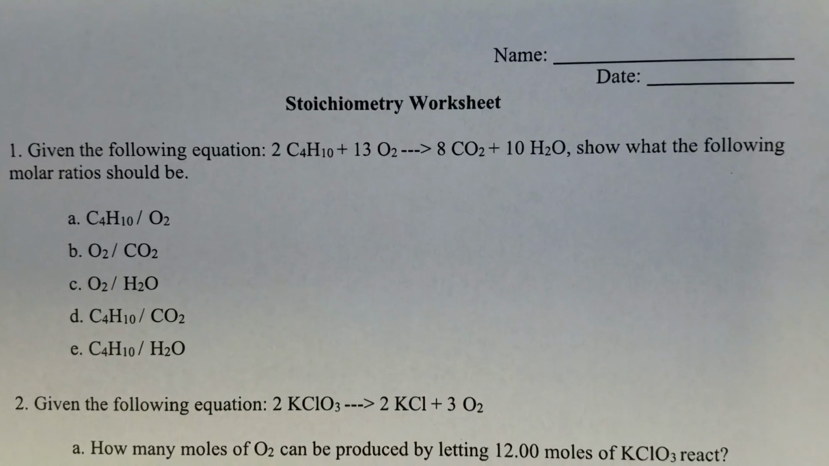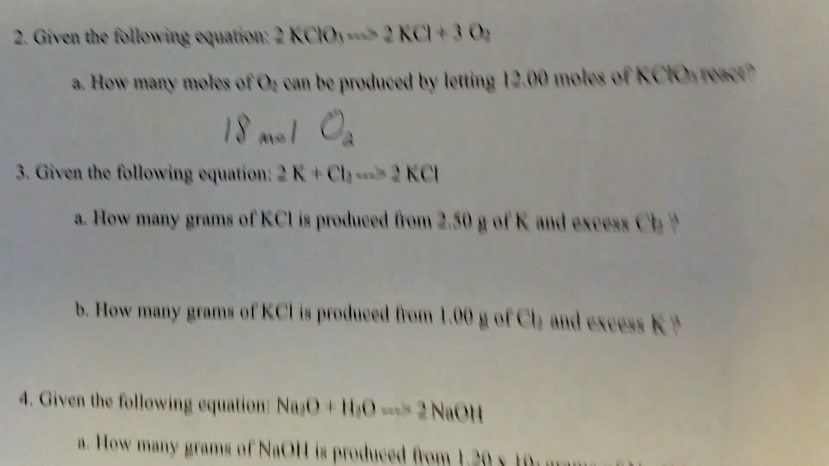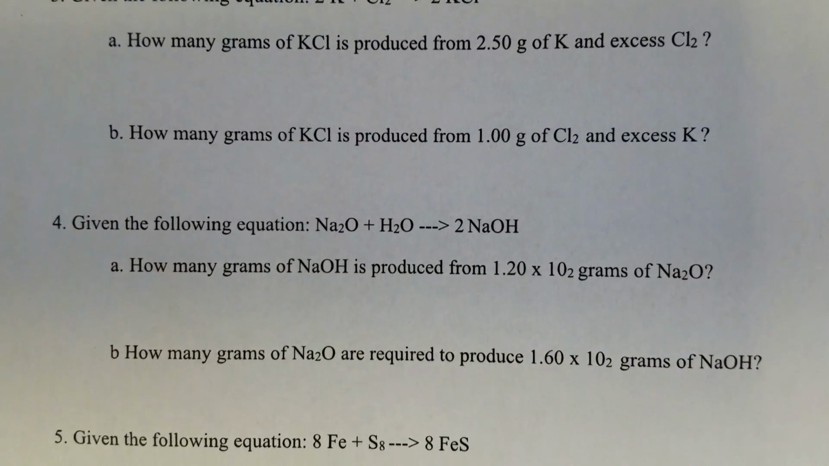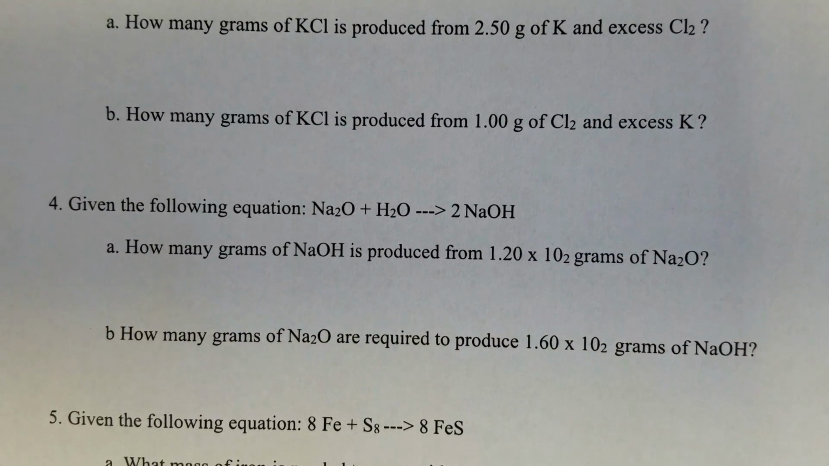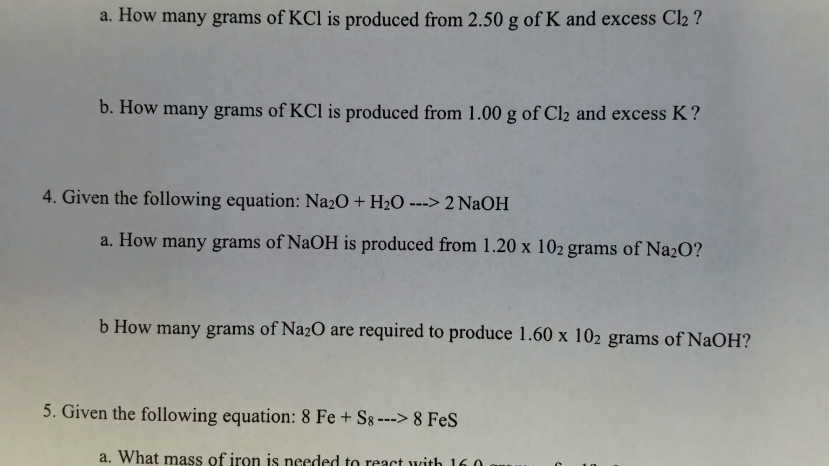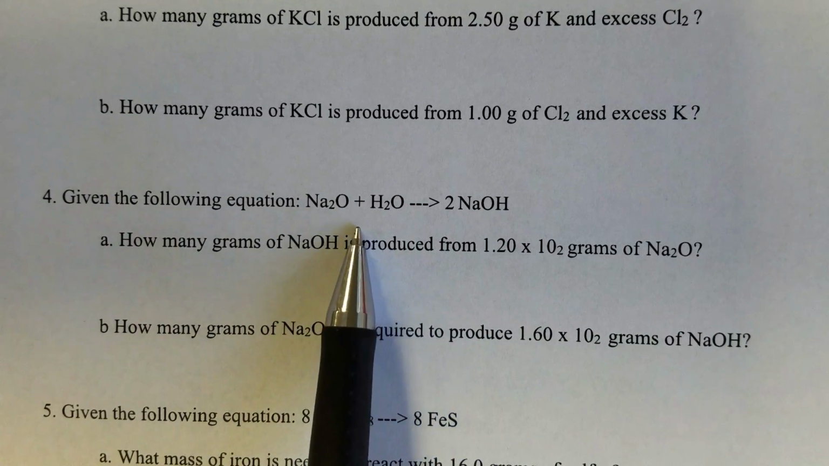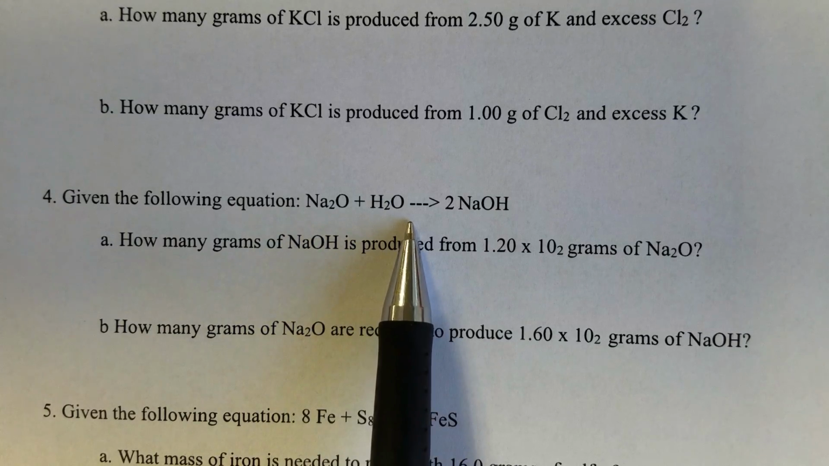Okay, so let's work another problem off the stoichiometry worksheet. Let's go down to, let's say, problem 4. How many grams of sodium oxide are required to produce 1.6 times 10 to the 2 grams of sodium hydroxide? And here's our equation. This is what we're looking at.